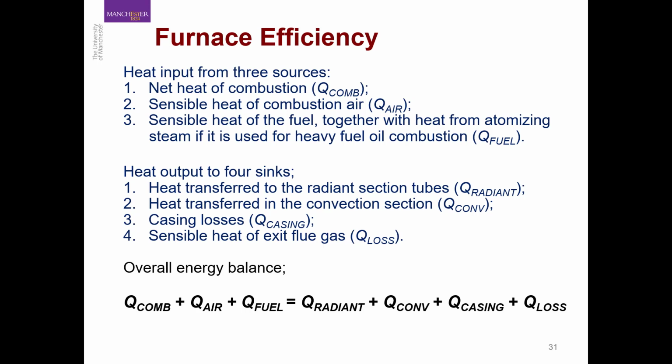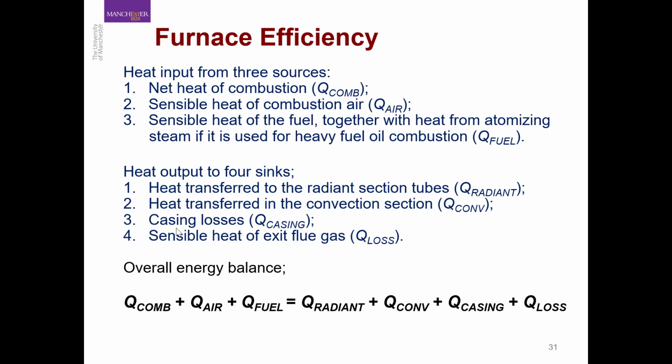Now let's have a look at the sinks of the energy, or how the energy is going out of the furnace to the process. So one is the heat transferred to the tubes in the radiant section, that is Q radiant. We talked about that in the previous slide. And then we have the heat transferred in the convective section, and the heat transferred in the convective section also contains the heat transfer in the shield section. Okay, so this convective section is the sum of the convective section and the shield section together.